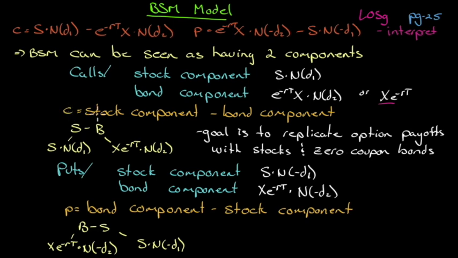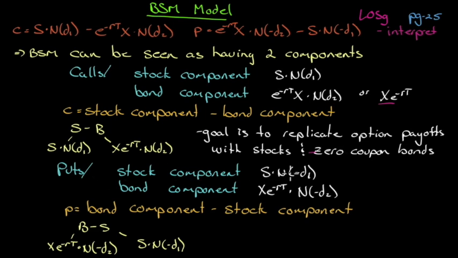So the call price is the stock component minus the bond component. The price of the stock component minus the price of the bond component. The stock component, S, is denoted by this term here, and B is denoted by this term. The goal is to replicate option payoffs with stocks and zero coupon bonds. And again, if you can replicate the payoff of the call with the stock and the zero coupon bonds, you clearly know how much this costs. That must be the cost of the call based on the law of one price.